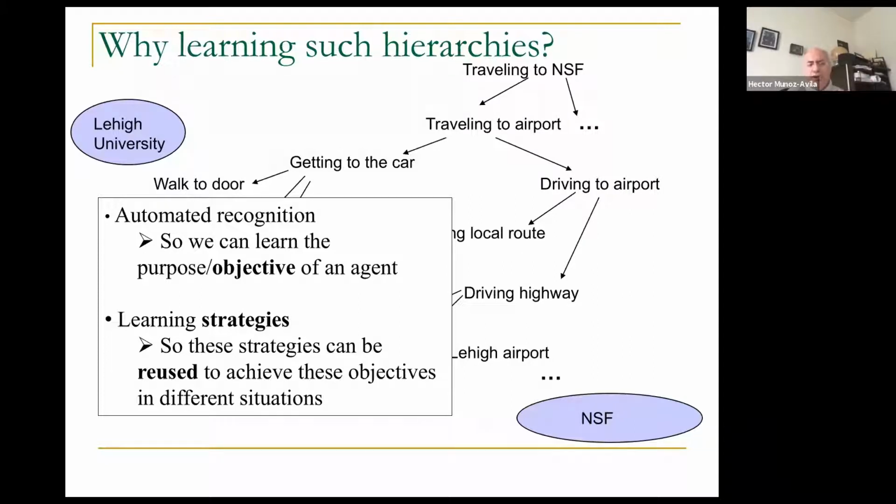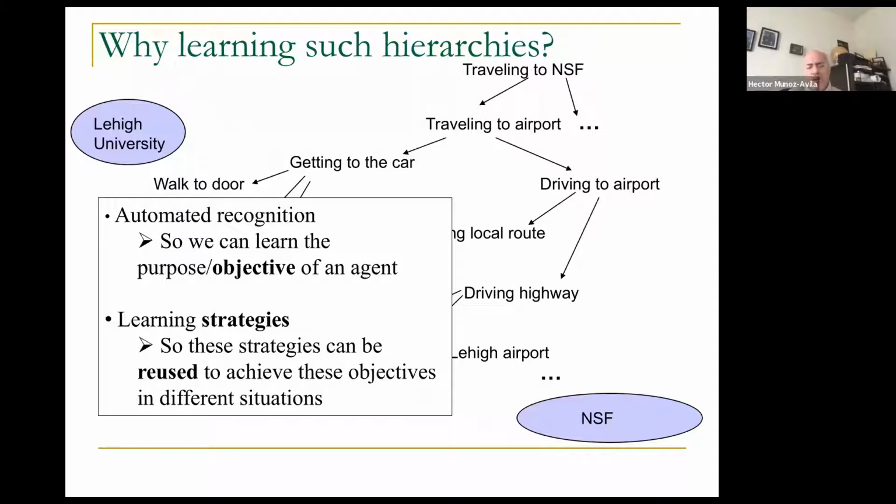We're learning strategies because, in this example, I went to the airport, but perhaps I could just take the train. That would be a different form of getting to NSF, or perhaps I could just drive the car all the way to Washington, D.C. It's only 3.5 hours from where I am.